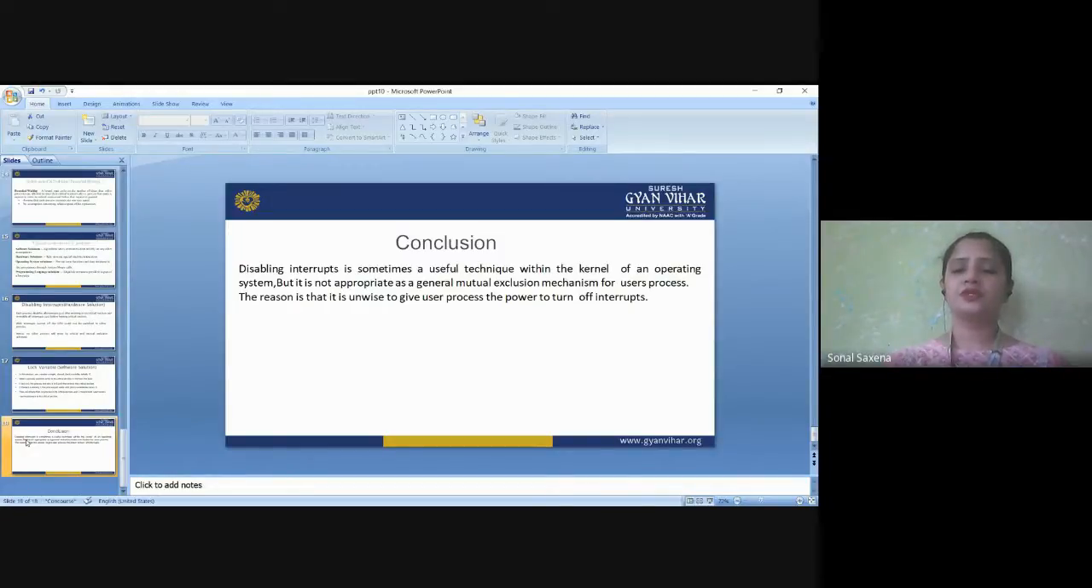User processes should not be able to turn off interrupts, because interrupts are sometimes important and crucial, and they need to be served on time. This is exactly what we have done with the problem.